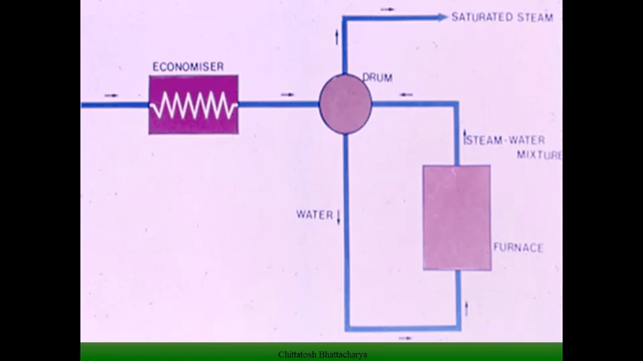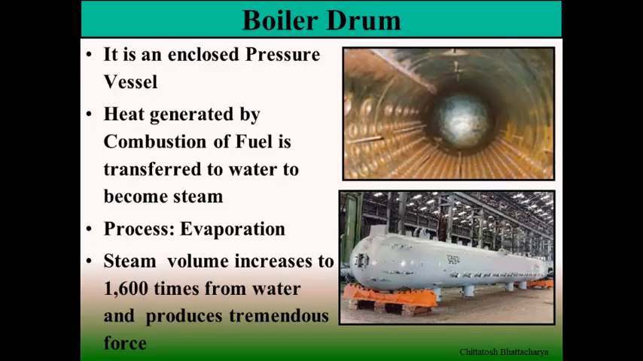Naturally it is a saturated condition within the drum, and separated water in the drum comes down through the downcomer tubes, piping, and through the water wall within the furnace. Heat is added. This addition of heat is latent heat. Naturally evaporation takes place and the steam-water mixture returns back to the drum. In the drum there is a separation of steam, and dry saturated steam passes to the superheaters for superheating.